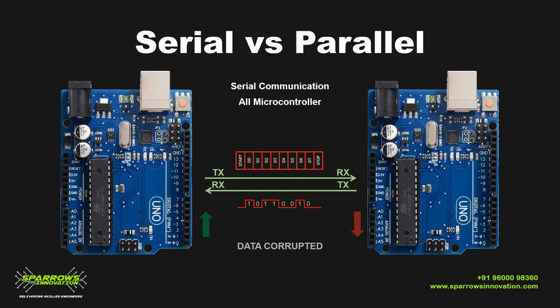Another option is if the transmitter is in slow speed and the receiver is in high speed data transfer, then the data will also get corrupted. If both the transmitter and receiver are at the same data transfer speed, then only my data will be received correctly. So this data transfer speed is nothing but the sequence of pulses. This pulse rate should be the same in serial communication for the transmitter as well as the receiver.